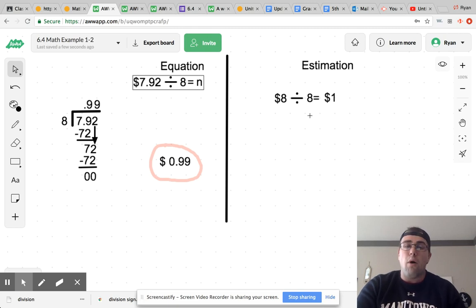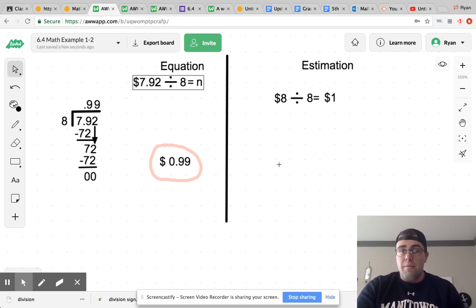Now we know that $1 is very close to 99 cents. It's actually a 1 cent difference. So knowing that, I know that my answer is correct because I did $8 divided by 8 to equal $1. Each notebook would have cost $1 had she paid $8 total. That just shows our reasoning.